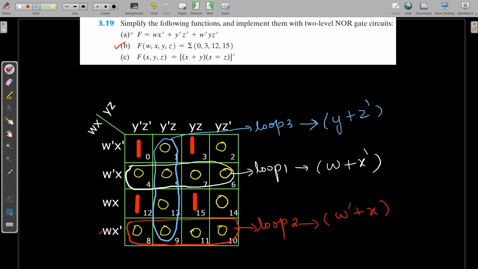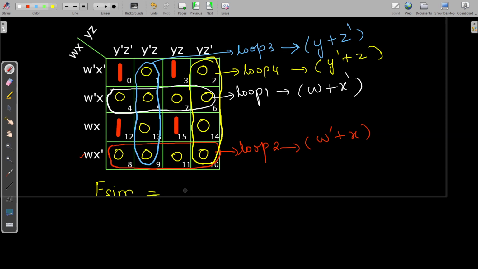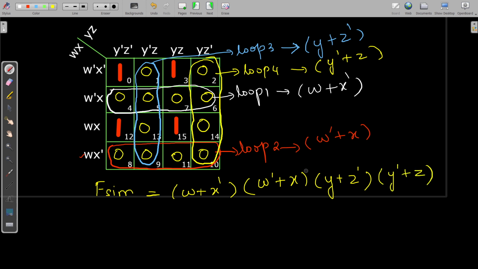Okay. Then we go for the fourth group formation by combining the zeros at 2, 6, 10, 14. This is loop 4. Its expression is y dash plus z. So now the simplified expression is w plus x dash, then w dash plus x from loop 2, from loop 3 it is y plus z dash, and y dash plus z from loop 4.